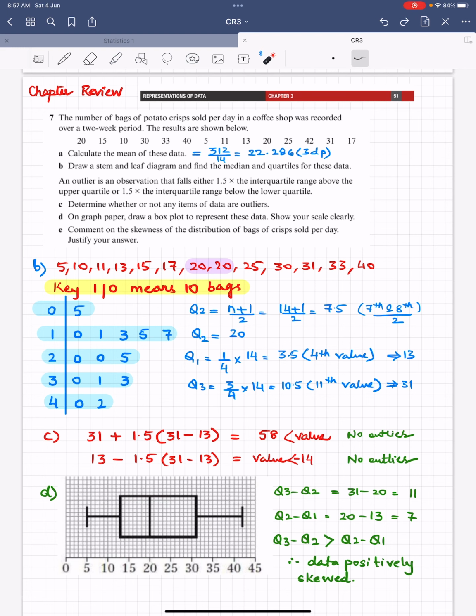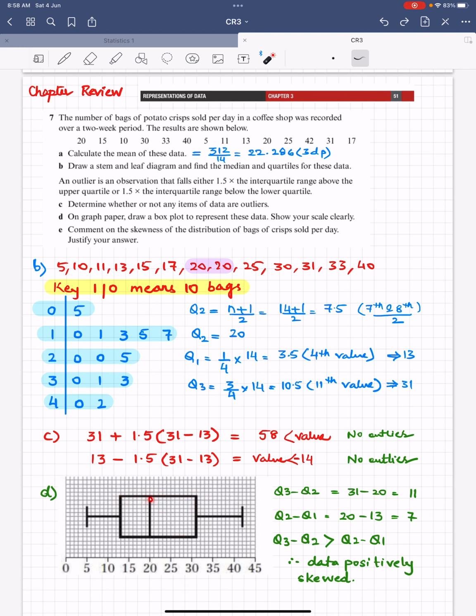And the last part of the question says, draw a box plot. So when we draw the box plot, the smallest entry, which is 0.5, will be the first whisker. Then this is the highest entry, which is 42. This will be Q1, this will be Q2, and this will be Q3. And Q1, Q2, and Q3 make up the box.